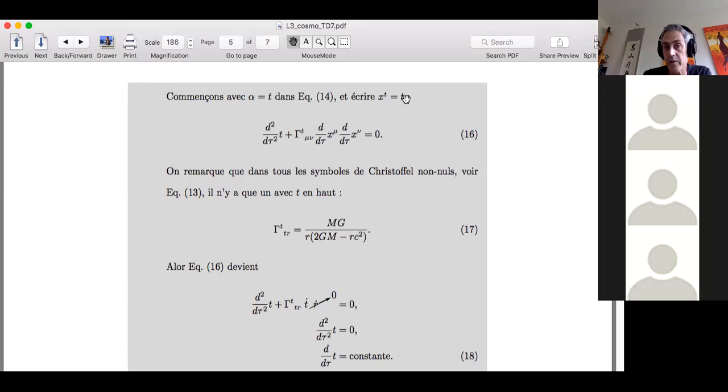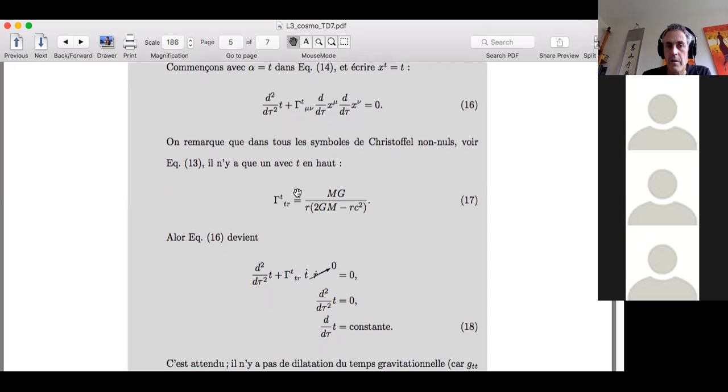Let's call x^t just t because that's what it is. And then we have to look at these Christoffel symbols to find the ones that are not 0 when we have t upstairs. And it happens to be this one, but it has t r downstairs.